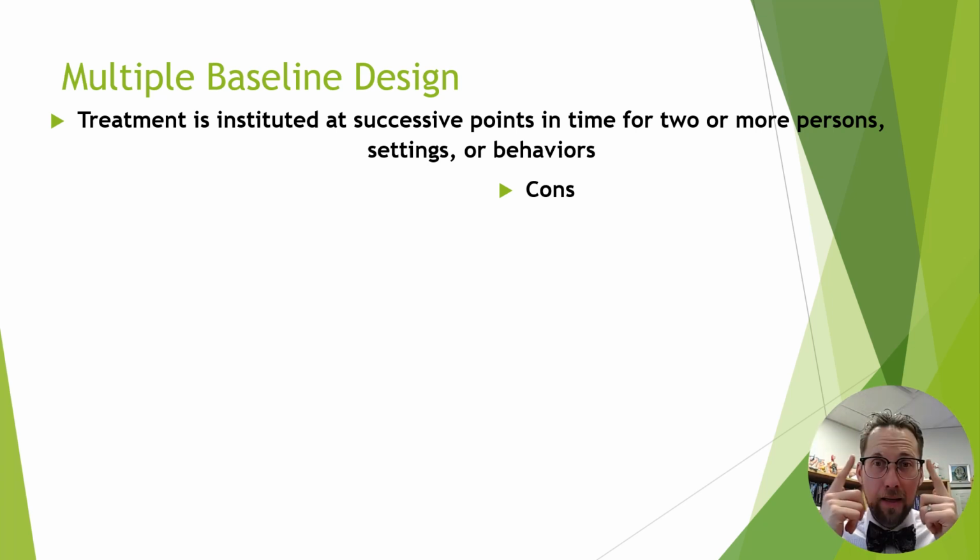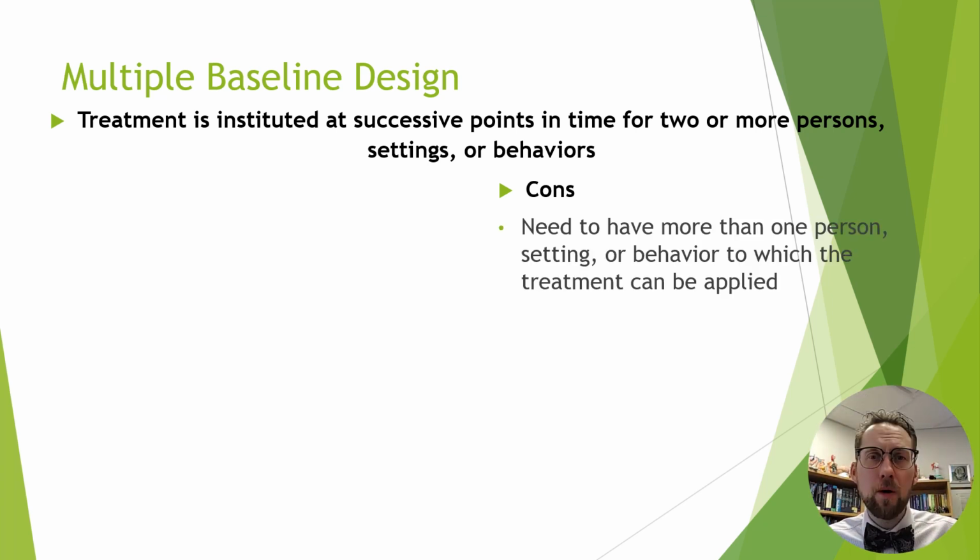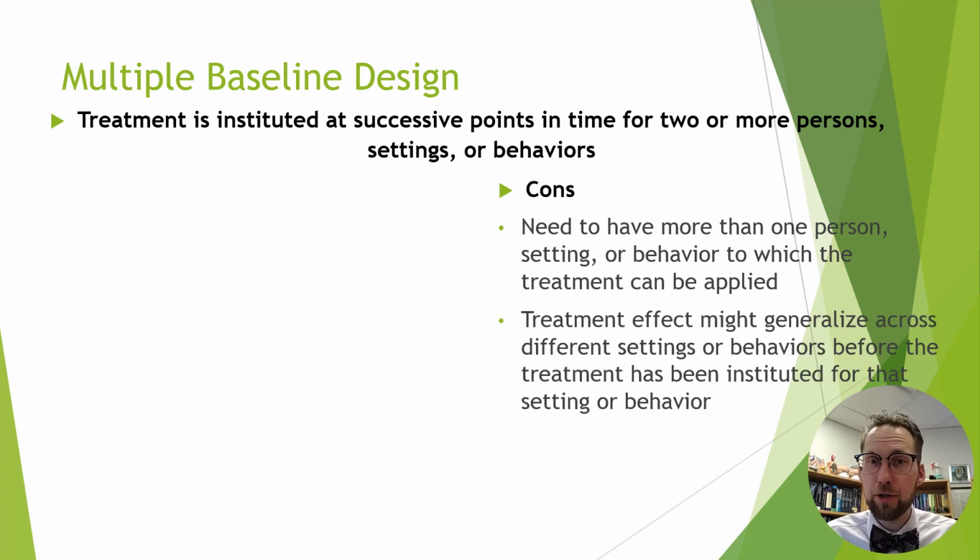So basically, one of the cons is you need to have more than one person now, or a setting or whatever behavior that you're trying to apply that treatment to, right? So now you're saying, I start your treatment here, and her treatment there, and his treatment there, right? So now time passes. That becomes more involved. You need to have more people than just the one. Your treatment effect could generalize across different settings or behaviors before the treatment has been instituted for that specific setting or behavior. That's another issue that you could run into.